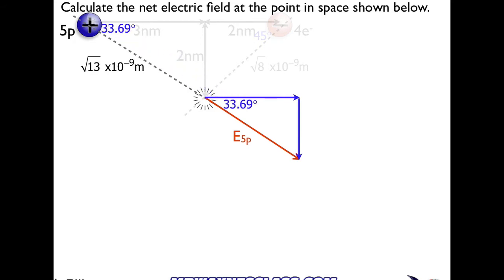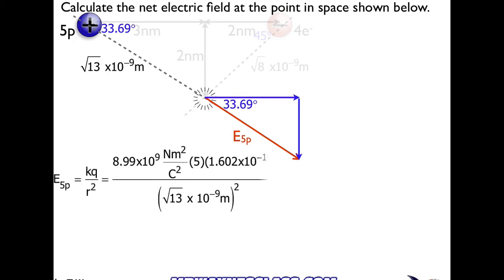Now I need to find the magnitude of the electric field with that 5 proton charge. So this is where my formula comes in. Notice, well, in this case you really can't tell, but I'm not keeping any of the signs when I'm doing the math on this. So I've got 5 times the charge of a proton, that's the 1.602 times 10 to the negative 19 coulombs. And now that's times Coulomb's constant divided by the distance squared. And when I do that, I get 553.922 newtons per coulomb. So that's the length of the red line.